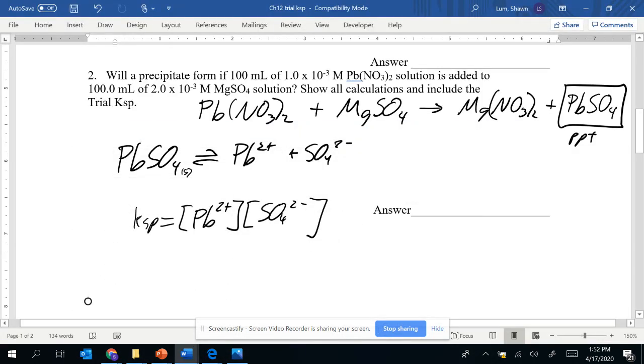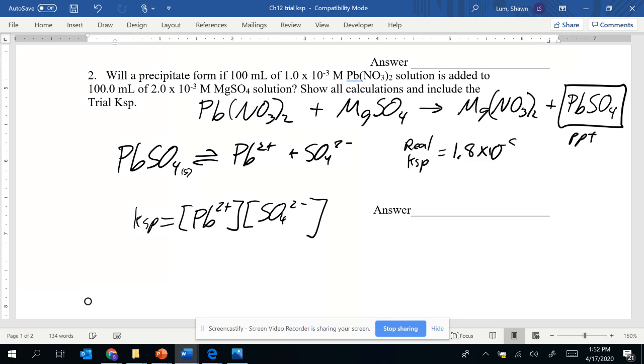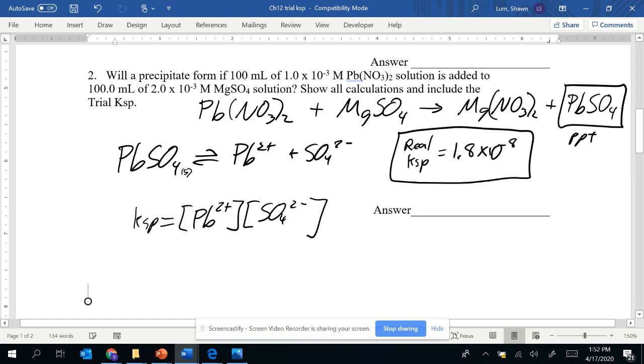So we're going to minimize that. And so real KSP, where should I write that? Let's say real KSP is 1.8 times 10 to the negative 8. So that's my real KSP right here. Okay. Now I'm going to look up the trial KSP, and it gives me some concentrations of this stuff.